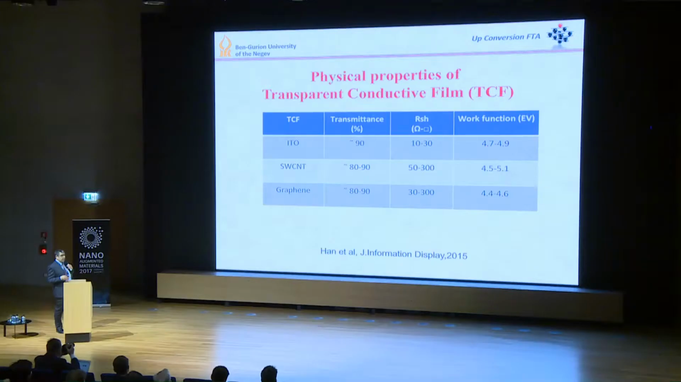So if we look at this table, we can see that ITO has a transmittance of about 90% with a sheet resistance of 10 to 30 ohms per square, and the work function is quite high. This is the reason why ITO serves as anode, not as a cathode. The same thing with a single-wall carbon nanotube, and the same thing with graphene. The work function is quite high, namely in the range of 4.4 to 5 electron volt. And as I mentioned, in order to serve as a good cathode, we need to reduce the work function.